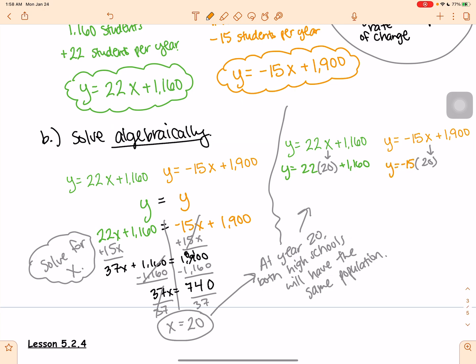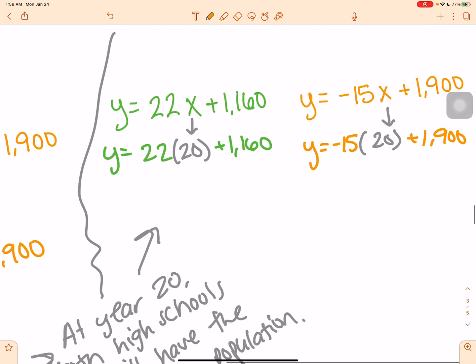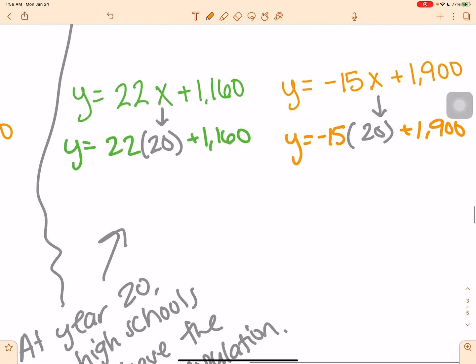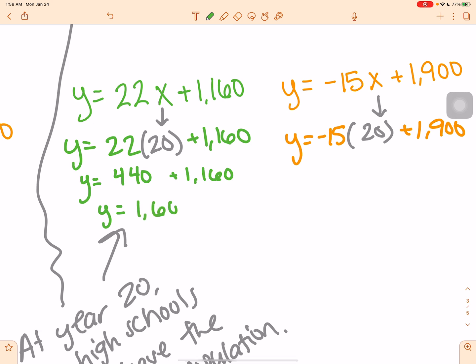Really, you just need to do this with one of them, but I want you guys to see how you would get the exact same answer no matter which one you use, right? So now we get y equals 22 times 20, it's going to be 440, plus 1,160. That would be 1,600, I believe, students in year 20, since they started taking the data.